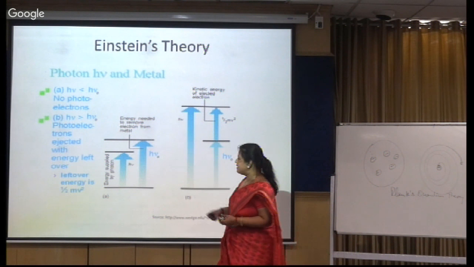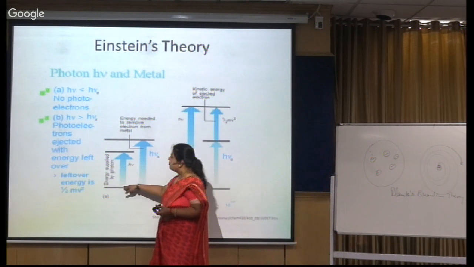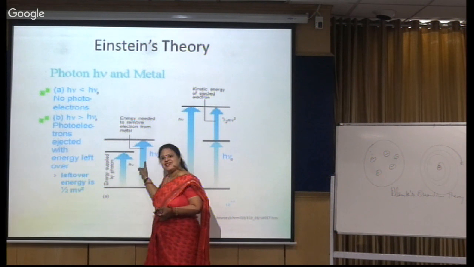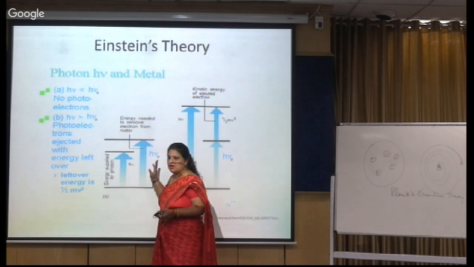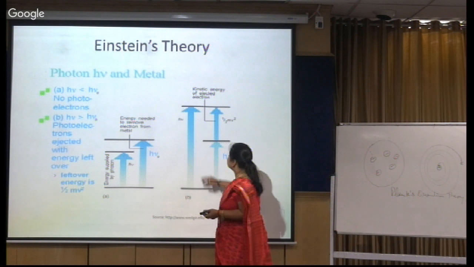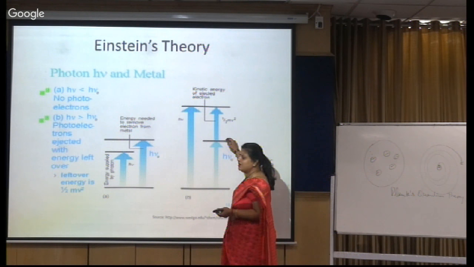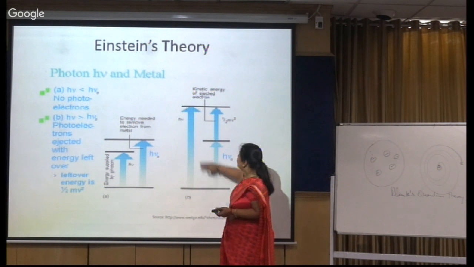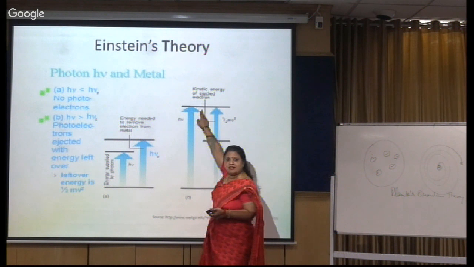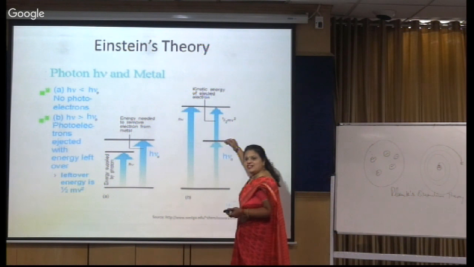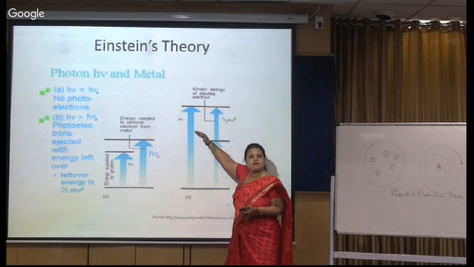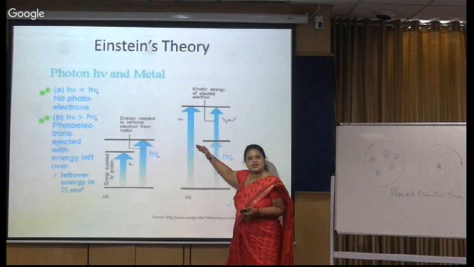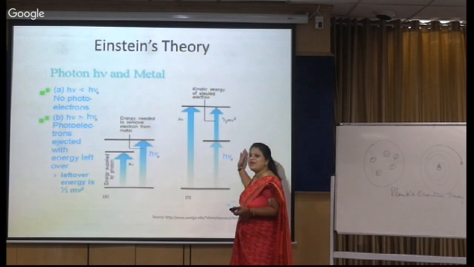If the frequency or the energy of the incident photon is less than the threshold frequency, electrons will not be emitted out. However, if it is greater, suppose this much is the radiation that has been given in the incident photon. This is the threshold frequency. Now, since the threshold frequency is less than the frequency of the incident radiation, definitely photoelectrons will be emitted out.